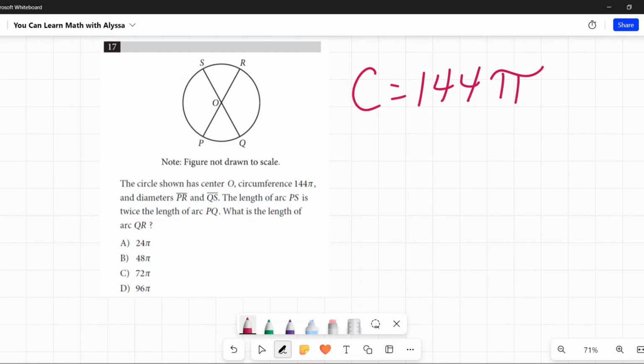I'm going to put some variables in here. So if I call PQ x, I know that PS is twice that long. It is 2x. What is the length of arc QR? This one, how long is it? Okay. When I have intersecting lines, that means the angles are the same. That is the vertical angles or opposite angles theorem.